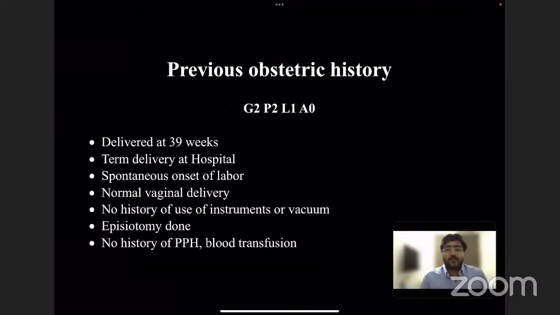Previous obstetric history: she's a Gravida 2, Para 2, Live 1, and Abortion 0. She delivered at 39 weeks. Term delivery was at a tertiary healthcare center. It was a spontaneous onset of labor and she delivered vaginally. There was no history of use of instruments or vacuum. Episiotomy was done. There's no history of PPH or blood transfusion.